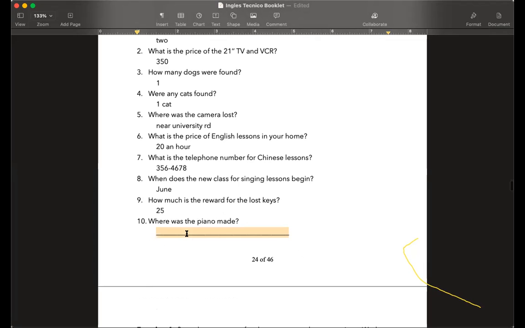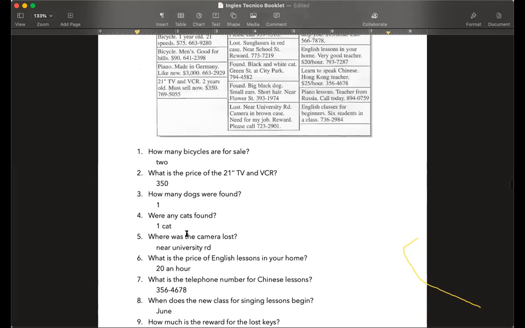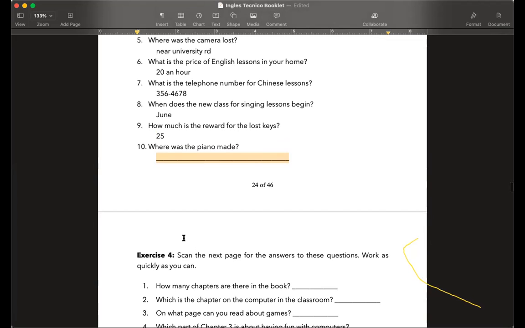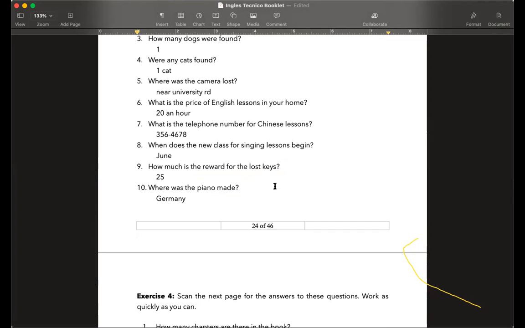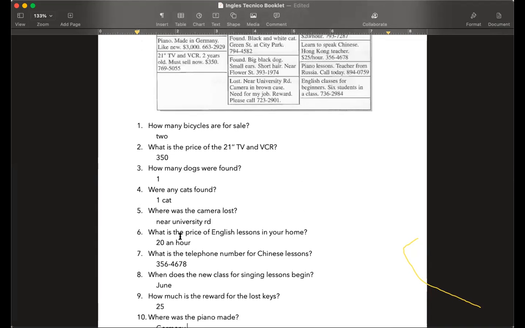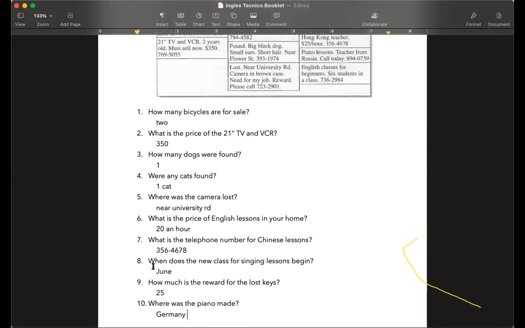And the last one, where was the piano made? Germany, yes. Very good. Okay. So yeah, that's the point of scanning. It's to find information quickly.